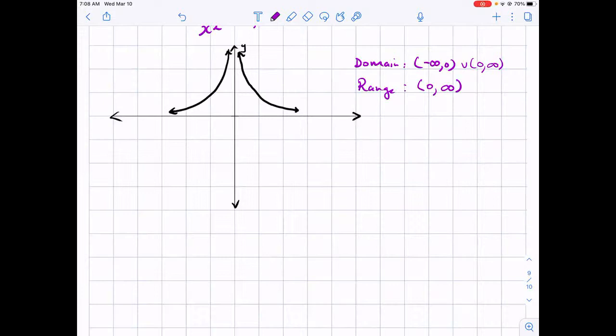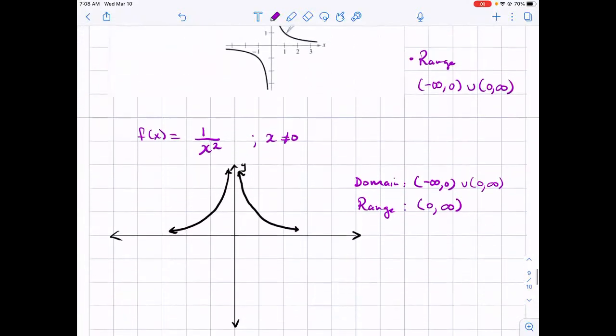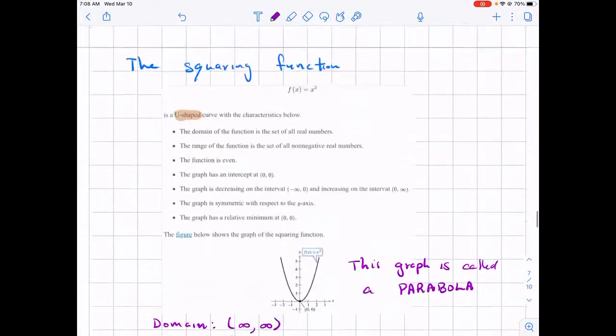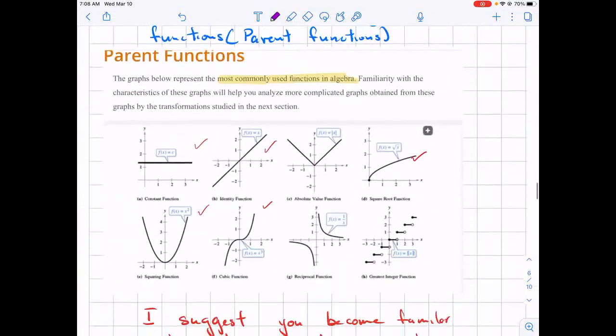The graph is increasing from negative infinity to 0, and it's decreasing from 0 to positive infinity. There is y-axis symmetry. So this is one that's not on the list. I don't think it is, but let's look back. Yeah, I don't see that on the list of commonly used, but you should know that, okay?